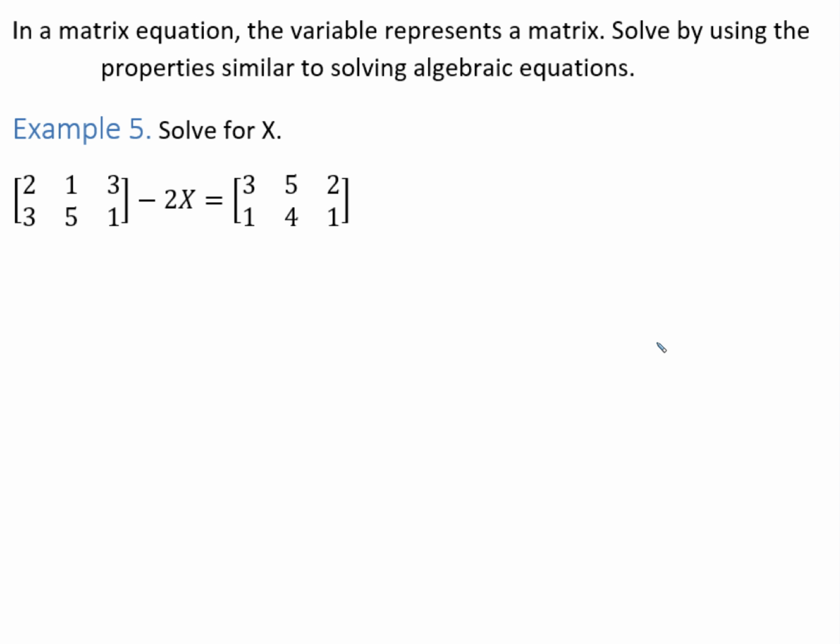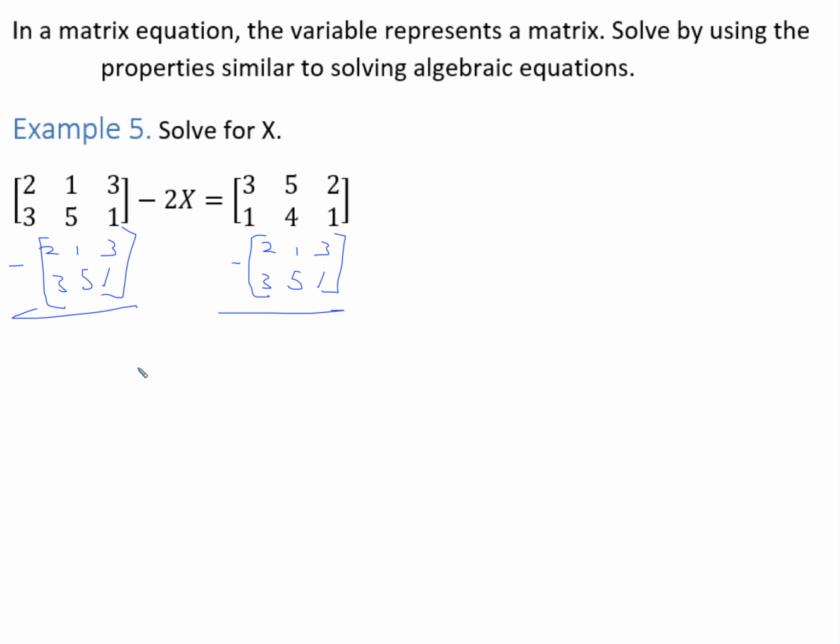In a matrix equation, the variable represents a matrix solved by using the properties similar to solving algebraic equations. So solve for x. It's a capital X. It's going to be a matrix. So we can subtract from both sides this 2, 1, 3, 3, 5, 1. Subtract 2, 1, 3, 3, 5, 1, and when we subtract matrices, we subtract their corresponding parts.